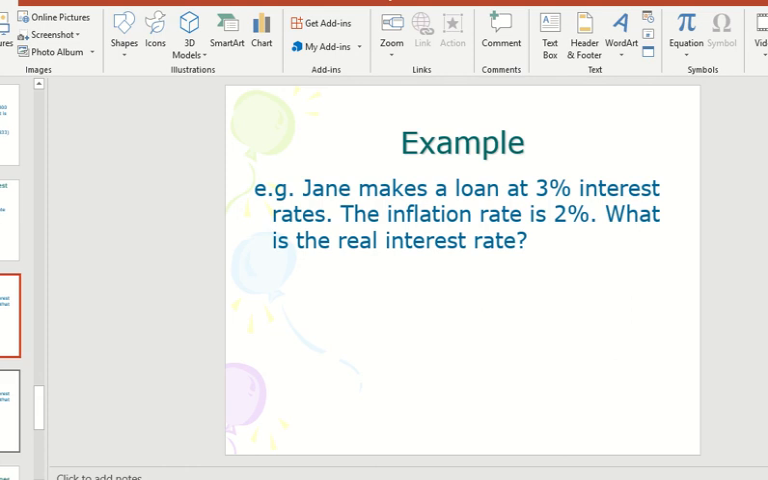Okay? So let's look at the last exercise before we turn to another topic. Jane makes a loan at 3% interest rate. The inflation rate is 2%. What is the real interest rate? So the answer is 1%. So Jane is better off by 1%. She can buy 1% more goods and services next year. Okay?